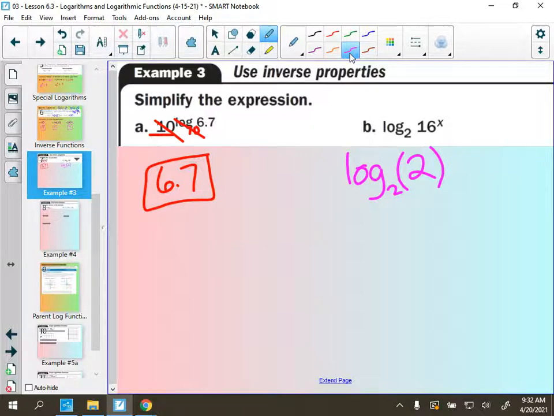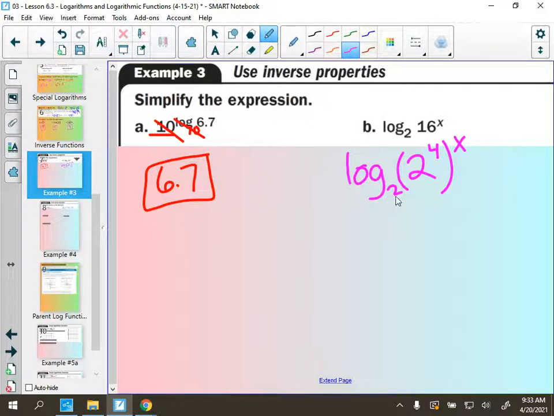So 2 to what power is 16? Hopefully that works out. 2 to the third power is 8. 2 to the fourth power is 16. Just taking a step back, what did I actually do? Log stayed the same, base stayed the same, x stayed as my exponent. I just switched my 16 and wrote it as a different way to write 16, 2 to the fourth power.